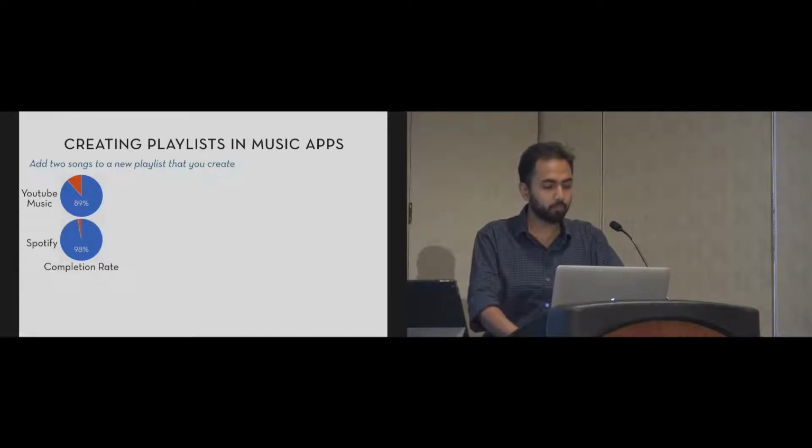In this example, we asked users to create a new playlist and add 2 songs to it on 2 popular apps, YouTube Music and Spotify. We found that YouTube Music had a lower completion rate, and that is because users could not create an empty playlist first and then add songs. Spotify allowed that, as well as the other way around, where you can go to a song and try to add it to a playlist and say that it's going to be a new one.